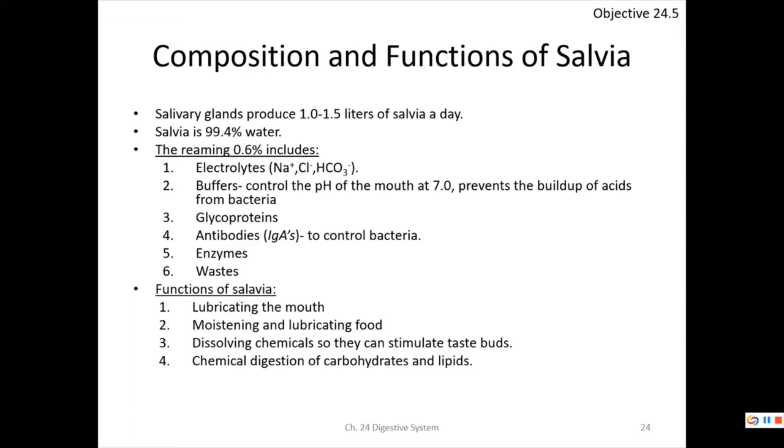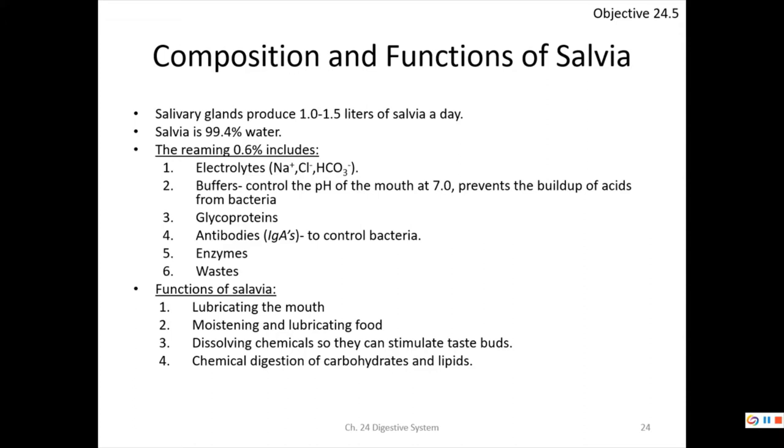Now, saliva lubricates the mouth. It moistens the food, lubricates the food. It also helps us to digest chemicals. Now, what do we mean? Dissolves chemicals. It disassociates ionic compounds. So the ions found in the sodium and chloride in salt, for example, can stimulate the salty receptors. And it can help dissolve chemicals with its enzymes to help get the sweet stimulated.